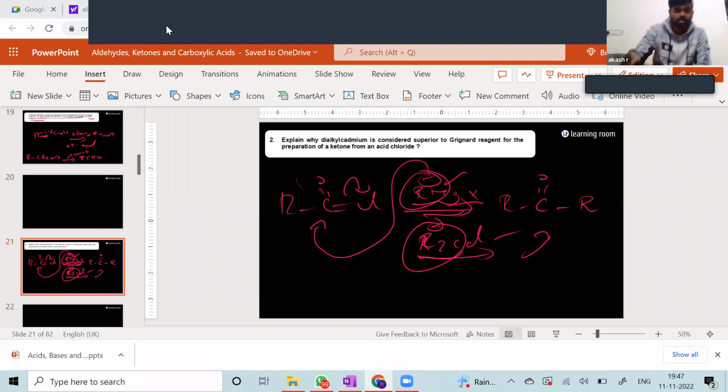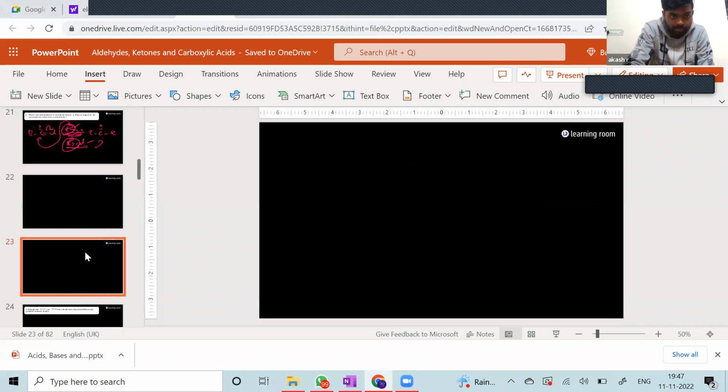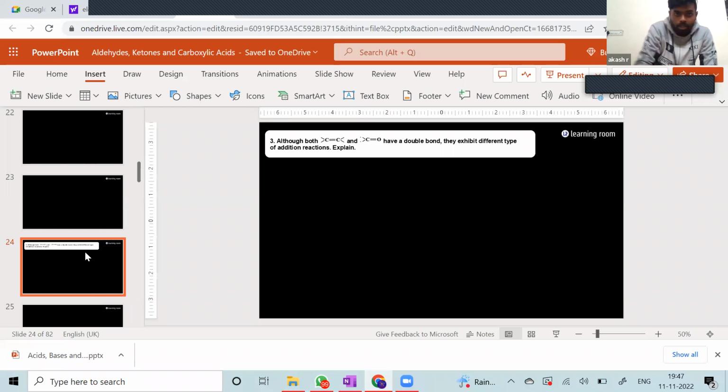Right. So next question. Although C double bond C and C double bond O have a double bond, they exhibit different types of addition reactions. We have seen this, right? C double bond C undergoes electrophilic addition, whereas C double bond O undergoes nucleophilic addition. Why is it like this?